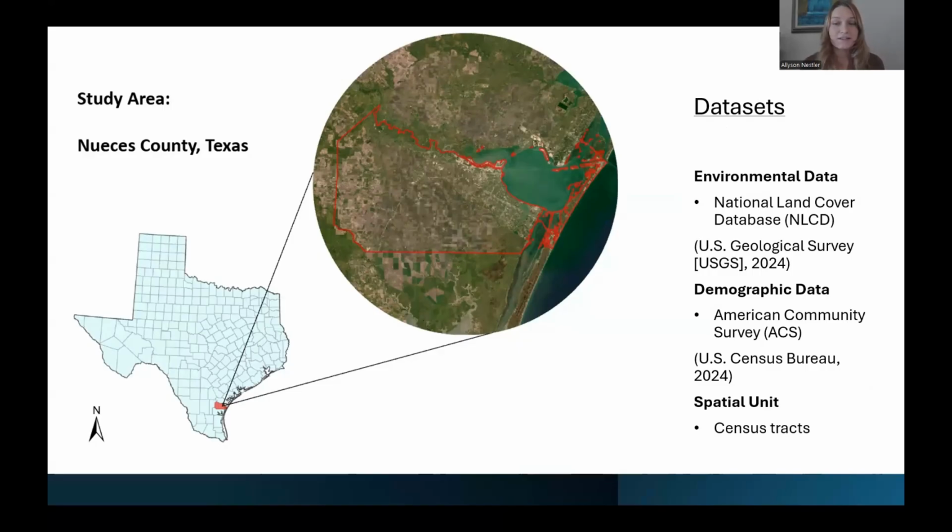The two primary data sets that were used are the National Land Cover Database, raster data to represent land cover and estimate relative heat exposure, and the ACS population data to calculate census tract level population density. Census tract was used as the main spatial unit for this analysis.